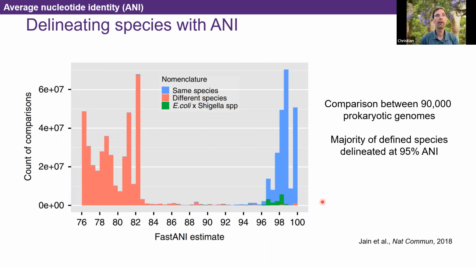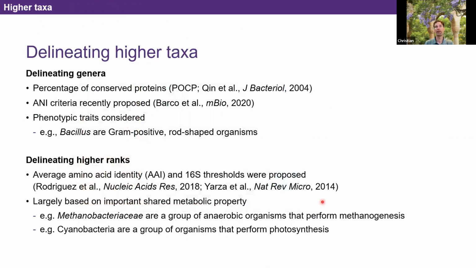Okay, that was species, but how do we deal with higher taxa? Or higher taxonomic rank, I should say, from genus upwards. Well, to delineate those higher taxa, a few ideas were proposed over the years, right? I'm not going to go into details, but for genera, one idea was to use a percentage of conserved proteins. Another, that we could actually also use the ANI, but that shows there are quite large overlaps. It's not a very precise cutoff. We could consider phenotypic traits, which I would say is more an addition, not the main criterion.